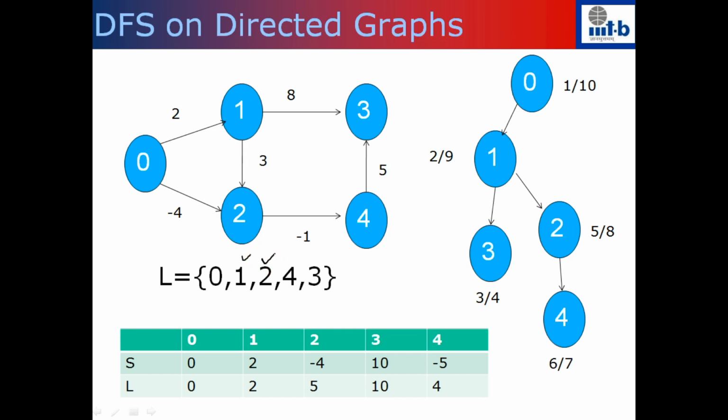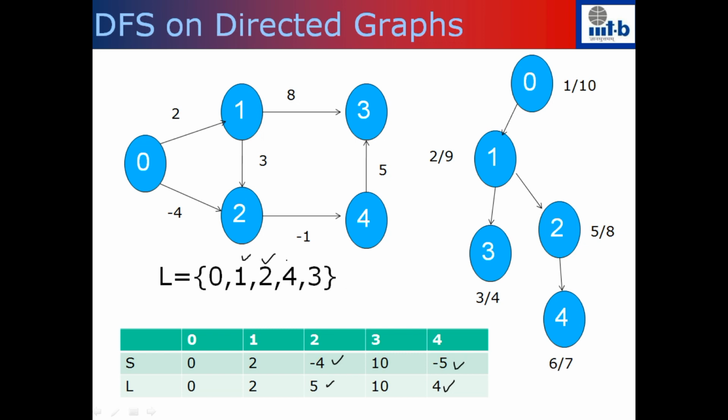Now if you relax the edge going out from 2, there is only one edge going out from 2, that is to the vertex 4. The longest path to vertex 4 will be the longest path to vertex 2, which is 5, plus the weight of this edge 2, 4, which is minus 1. So the longest path to vertex 4 will be updated to 4. The shortest path to 2 is minus 4. So the shortest path to 4 will be updated to minus 4 minus 1, which is minus 5. Right. So the shortest path right now to the vertex 4 is minus 5. The longest path there is 4.